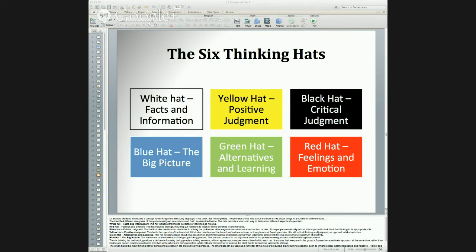The green hat is the main thinking hat for generating solutions in the problem-solving process. The other hats can be used as a reminder of the rules of productive brainstorming sessions, such as limiting critical judgment, positive and negative, yellow and black hats.